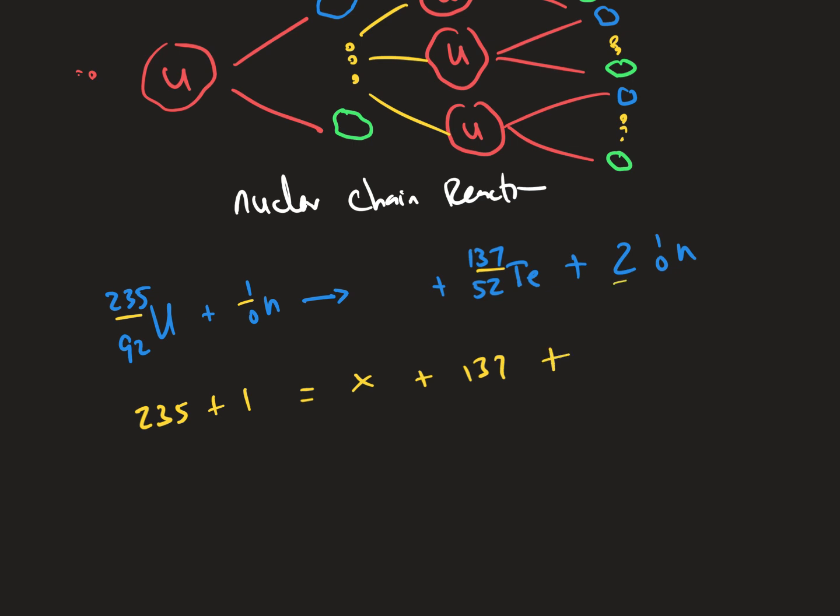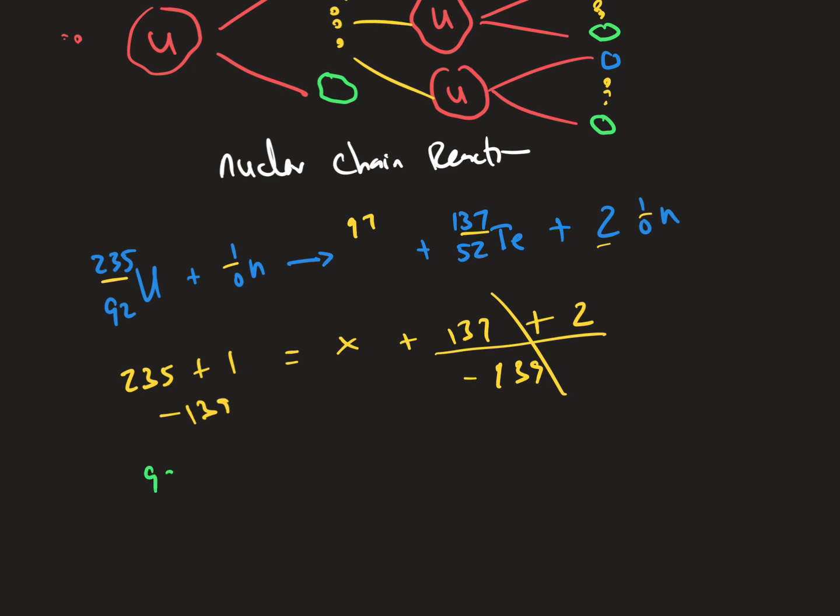We have 2 neutrons. Each of them have a mass of 1, so that's a total of 2. You with me? Okay. And this is 139, so we subtract 139 to both sides. So 236 minus 139 gives us 97. Then we do the same thing. The bottom numbers, 92 plus 0 equals something plus 52 plus 0 again.